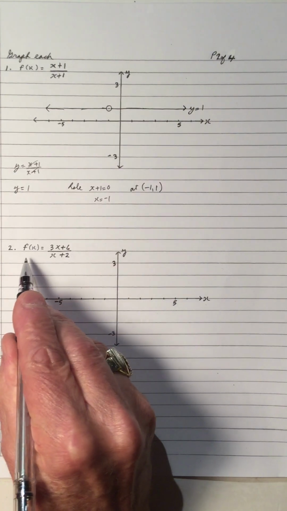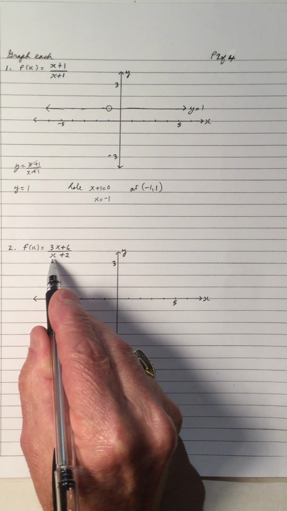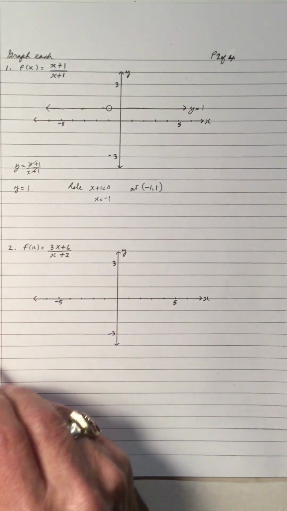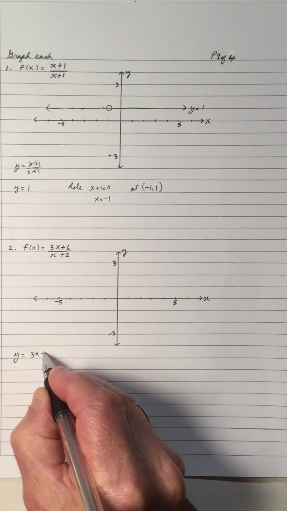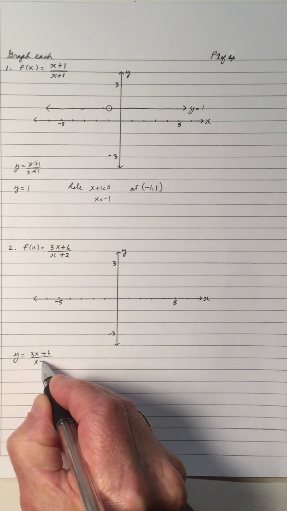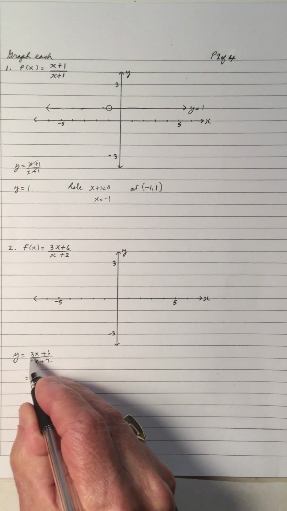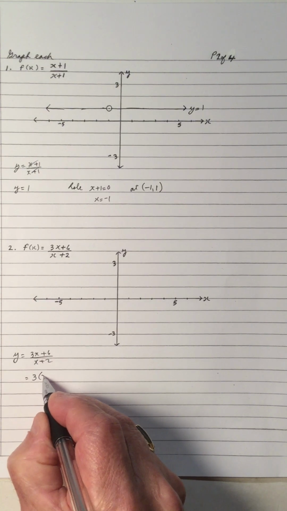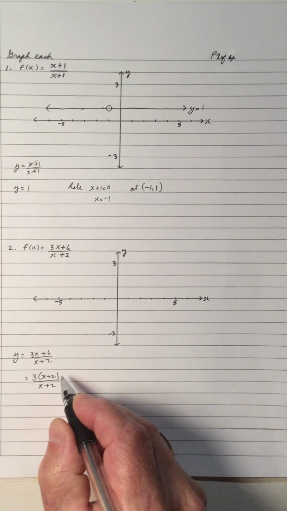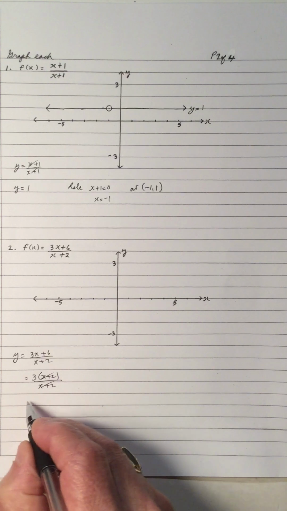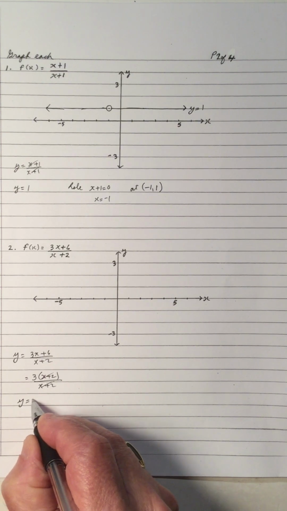Now we have another one, similar. f of x equals 3x plus 6 over x plus 2. So that's y equals 3x plus 6 over x plus 2, and that's factorable. 3 is the common factor in the numerator. So take the 3 out, we get 3 times x plus 2 over x plus 2. And again, the x plus 2's cancel out, so we get y is equal to 3.